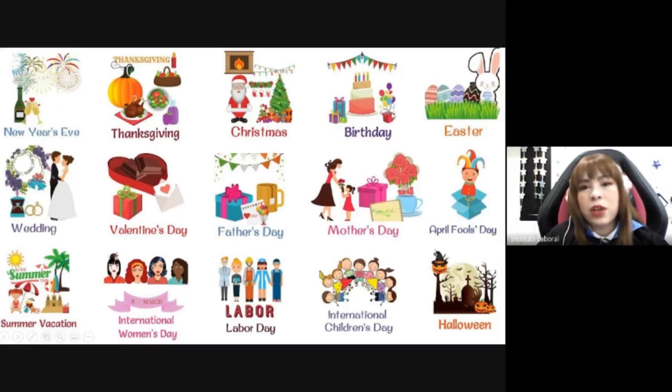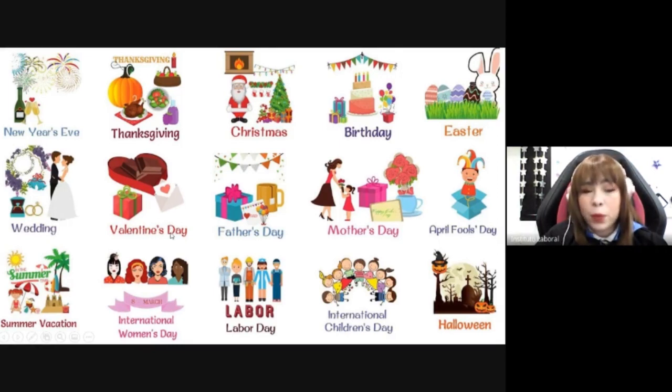Another celebration, our birthday. When is your birthday? My birthday is in April. Then we have another celebration, like Easter. Easter is very popular in the United States. Yes, this Easter has a relationship with Christianity. Okay, it is represented by the bunny and the egg hunt. Then we have weddings. A wedding is another celebration.